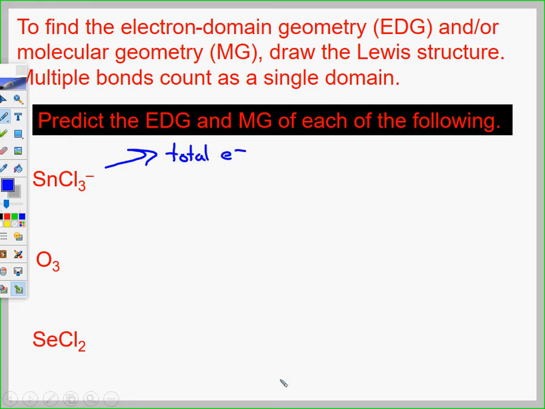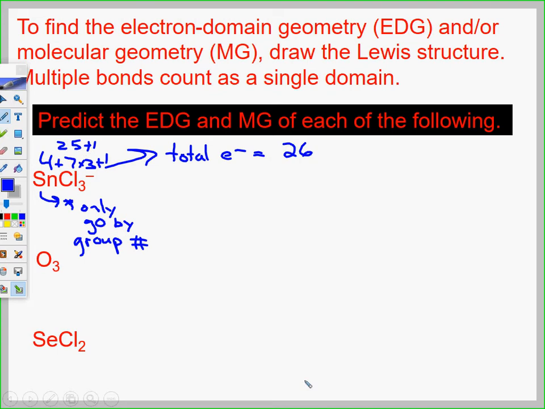So for tin, we're going to go by what group it's in. Even though tin can technically take 2 plus or 4 plus, we're only going to go by the group number. I want to put a little star here just in case. Only go by group number. Because some of you are saying, oh, wait a minute, tin can be a plus 2 or plus 4. In this case, if you're doing geometry, only go by the group number. So we got 4 plus 7 times 3 plus 1, 25 plus 1 equals 26. So we have 26. Tin is definitely going to be in the middle here. What am I going to do?